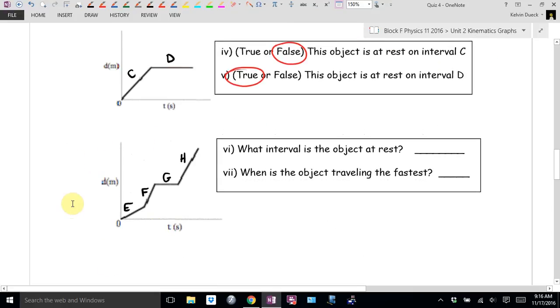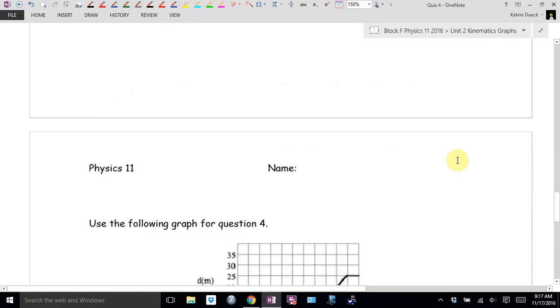What interval is the object at rest? It's a distance versus time graph, interval G. When is this object traveling the fastest? I think F, yes, is the steepest. It's a little steeper than H. Turn the page.